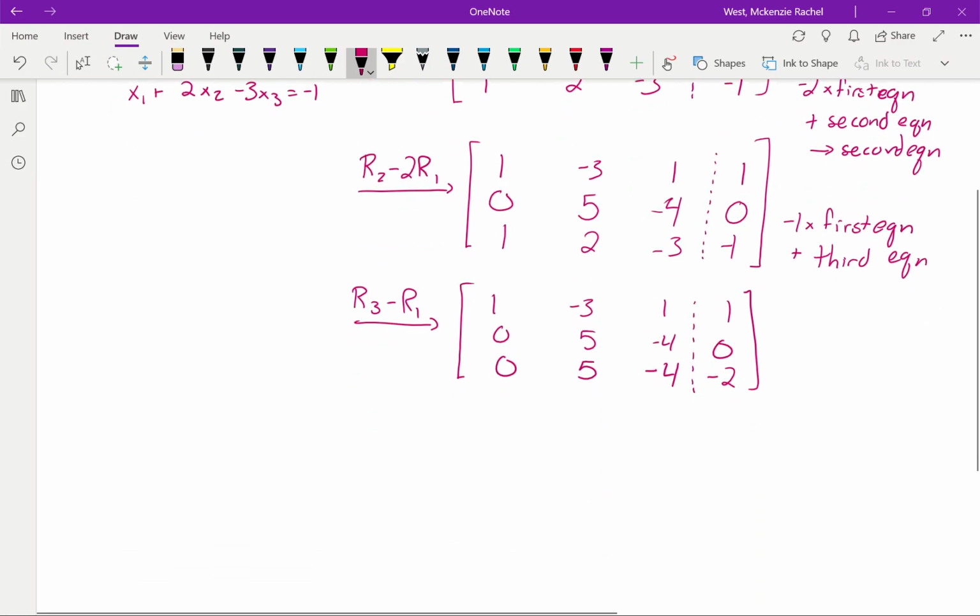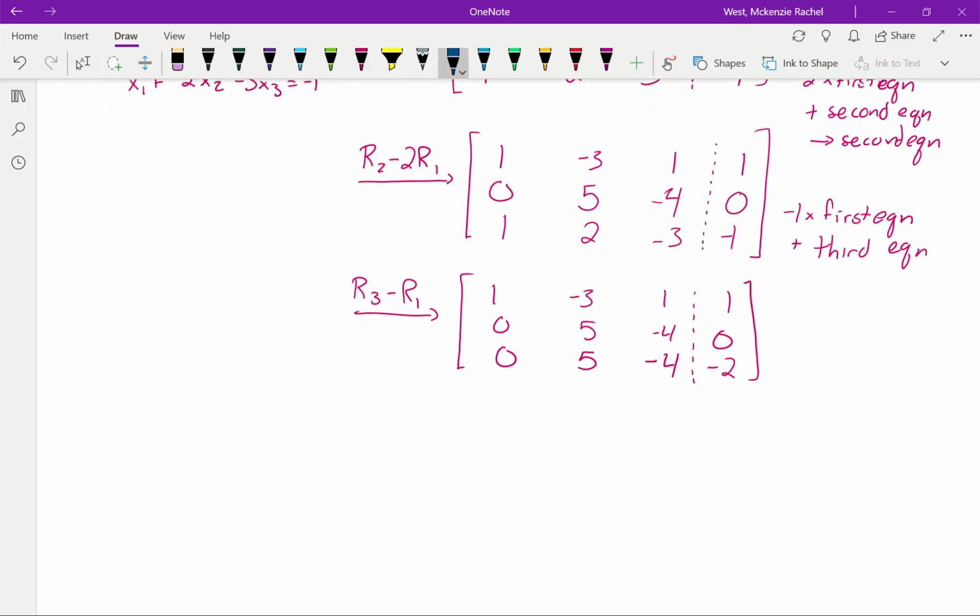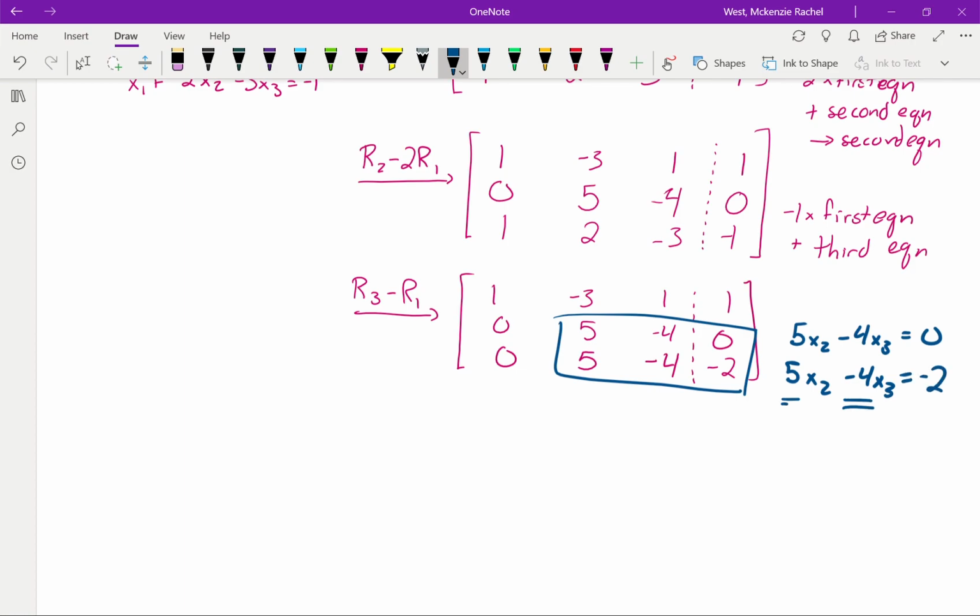Alright, and at this point, we notice there's a lot of similarity between these second and third lines here. And if we think about that in equation form, what it's saying is that 5x2 minus 4x3 equals 0, and 5x2 minus 4x3 equals negative 2. And well, that just doesn't make any sense, that we have 5 times one thing minus 4 times another thing equals 2 different numbers. So this is not possible. So our system is definitely inconsistent.